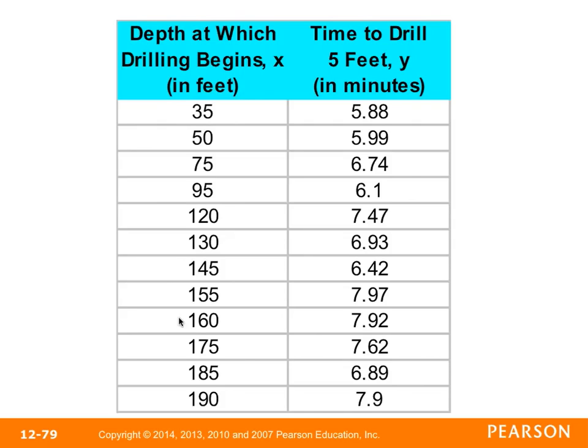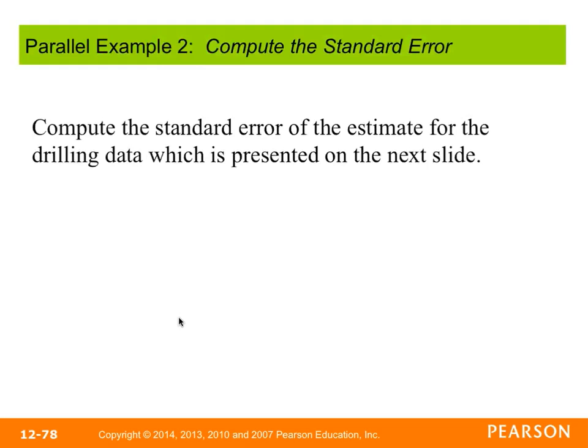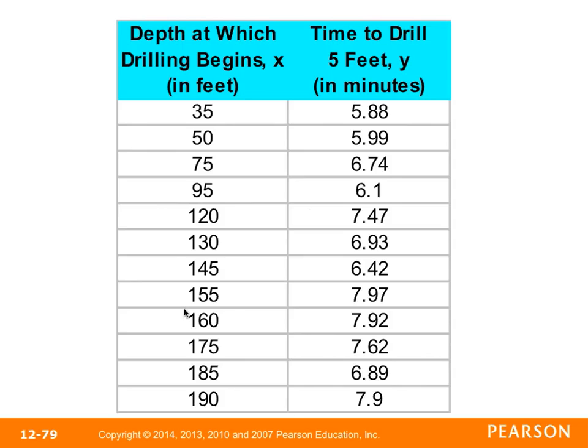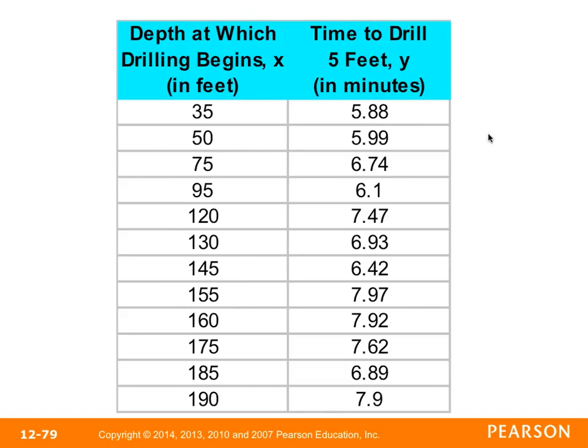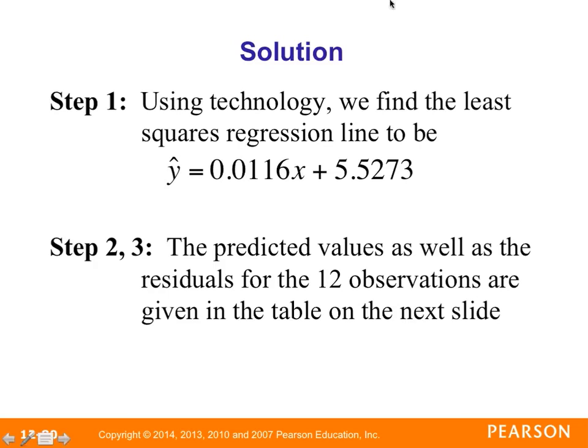So let's look at an example. We're going to use this drilling data. We've used this in previous sections as well. It shows the depth at which drilling begins and then how long it takes to drill 5 feet, in minutes. So as you drill deeper and deeper, it takes longer and longer to drill 5 feet. Using technology, we find the least squares regression line to be y hat equals 0.0116x plus 5.5273. And you can do this using Excel, Minitab, your graphing calculator, really anything.